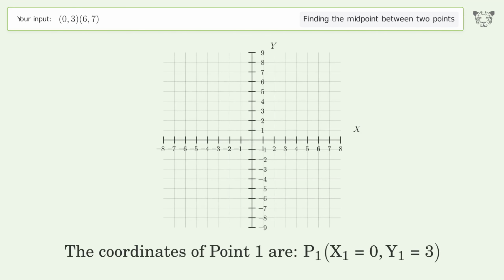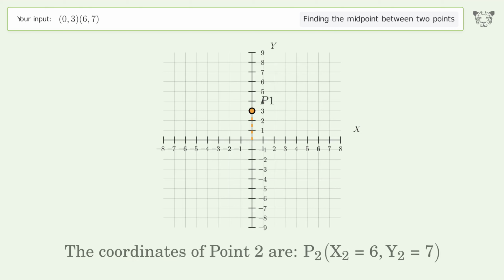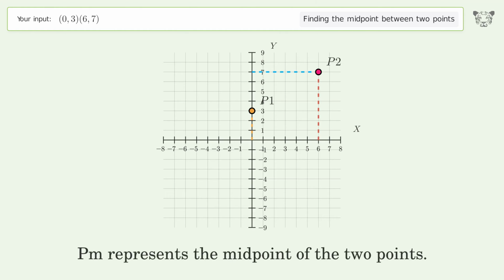The coordinates of point 1 are x1 equals 0, y1 equals 3. The coordinates of point 2 are x2 equals 6, y2 equals 7. PM represents the midpoint of the 2 points.